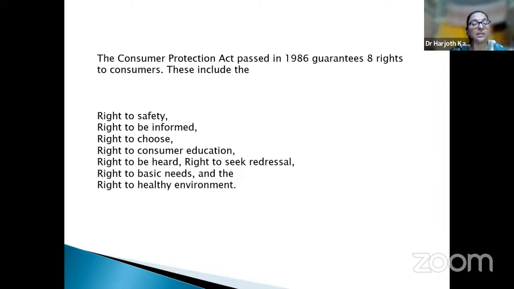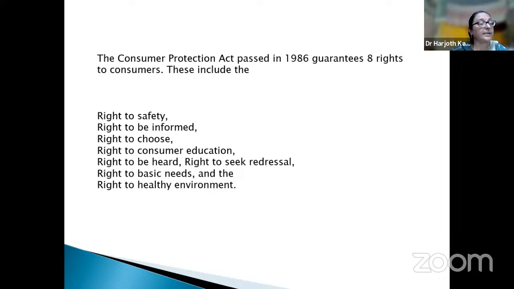Next is the right to be heard, and to be assured that consumers' interests will receive due consideration at appropriate forums. So he should be heard at a district forum if any complaint is there regarding the quantity, the quality or the price. So there must be a system, like district forums, then state commissions, then national commissions, a machinery where the consumers' problems can be heard.